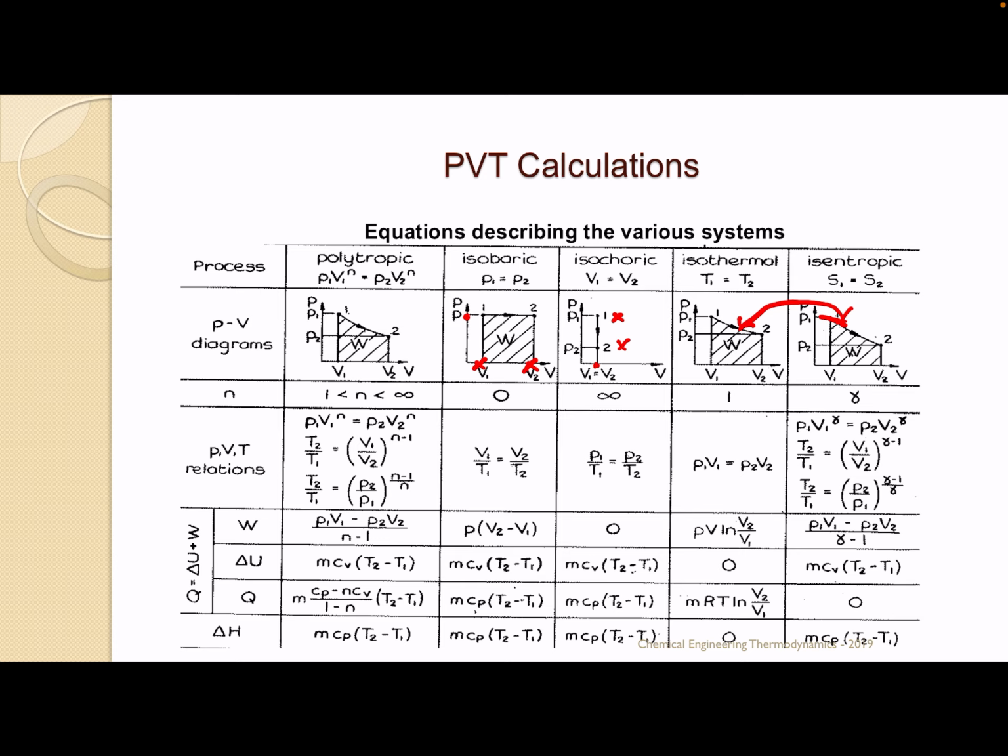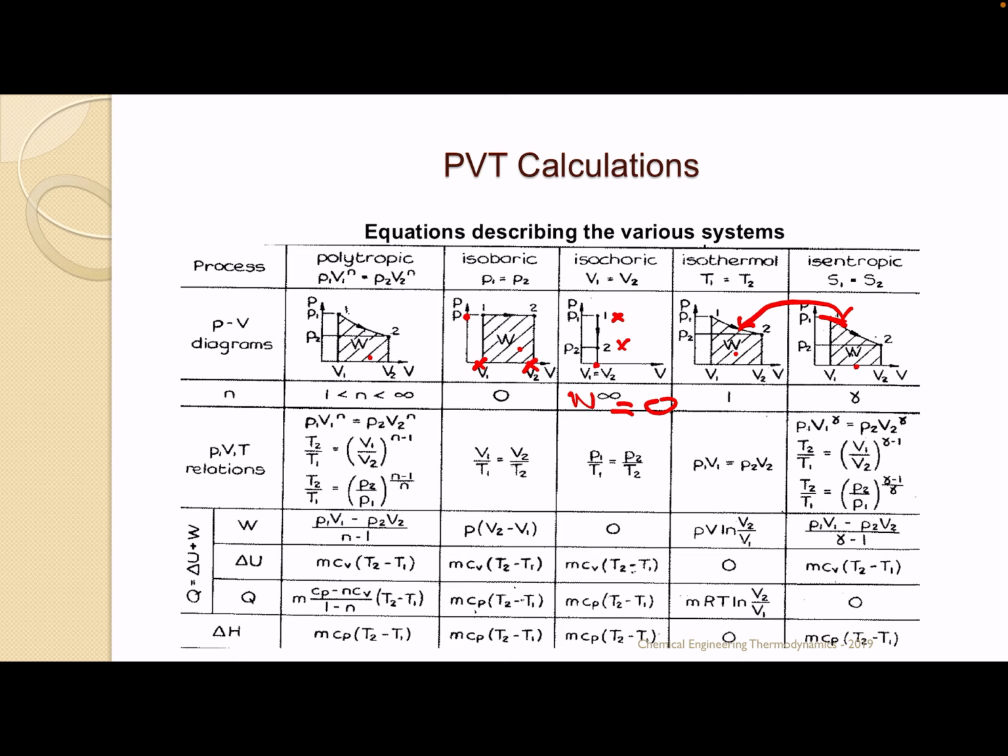Another thing I want you to take note of in all these PV diagrams is the magnitude of the work done. I want you to look at the area. Look at this area. You see the area that is shaded. Look at the work done. See the work done here is different from that and different from this and here. And you see it's only under isochoric condition that no work is done.